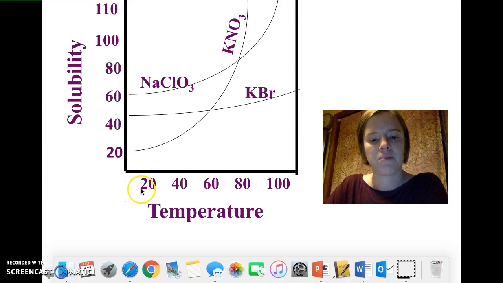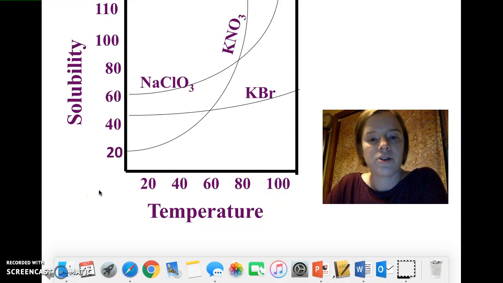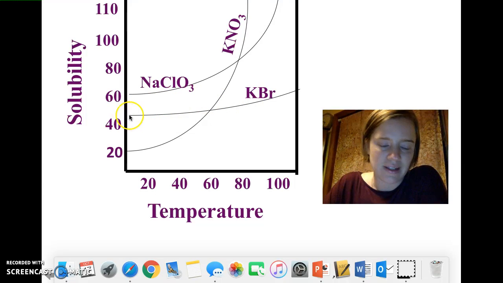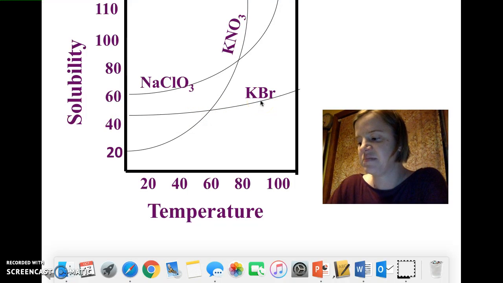Okay, so this would be 20 grams of a substance in a cup of water. And this is the temperature and the increase in temperature. So which of these would be the least soluble at 90 degrees? How would we figure that out? Well, we would go along our x-axis over to 90 degrees and go up and see which one we intersect first, because that would be the least soluble. And here we have potassium bromide. So it only takes like 42 grams to be soluble at 90 degrees. So that would be KBr for that one.